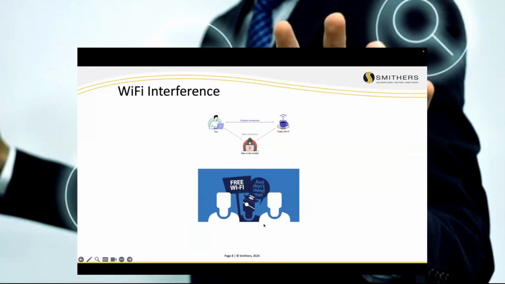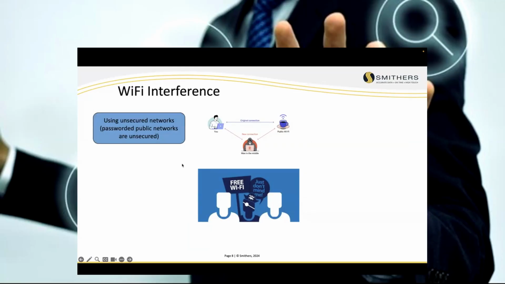All right, let's move on to Wi-Fi interference. Now, everybody who talks about Wi-Fi interference tends to think of it as my neighbors' Wi-Fi and my Wi-Fi crossing over. In mobile devices, what Wi-Fi interference actually means is that, like in this picture here, somebody is between you and the public Wi-Fi system. You're supposed to connect directly to the public Wi-Fi, but somebody's managed to get in between you and that device.